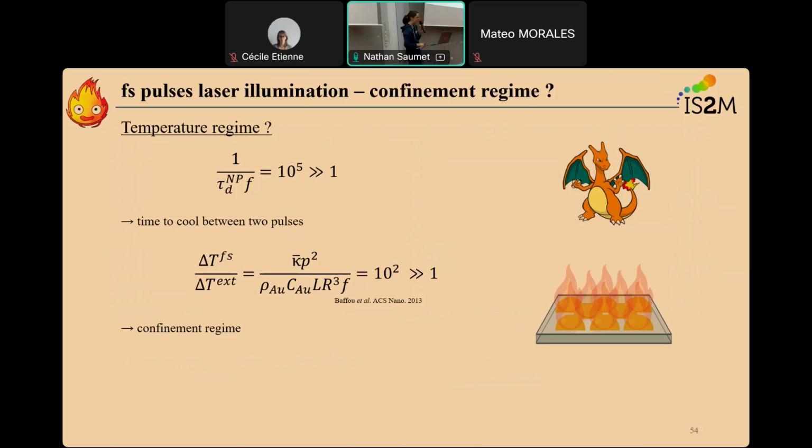We can perform calculations to check that we are really in the confinement regime. The first one, which is really important here, is to check that the nanoparticles had the time to cool between 2 pulses, because it's a pulsed illumination laser. So you have a pulse. The temperature of the nanoparticle will first increase, and then it's important that the nanoparticle has time to cool fully between 2 pulses in order to avoid any accumulation of temperature. So clearly, here we are in the confinement regime.